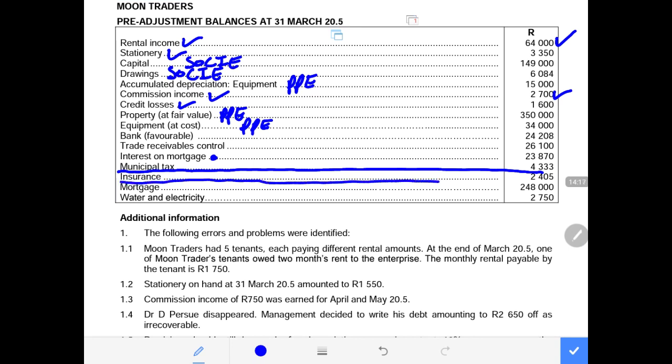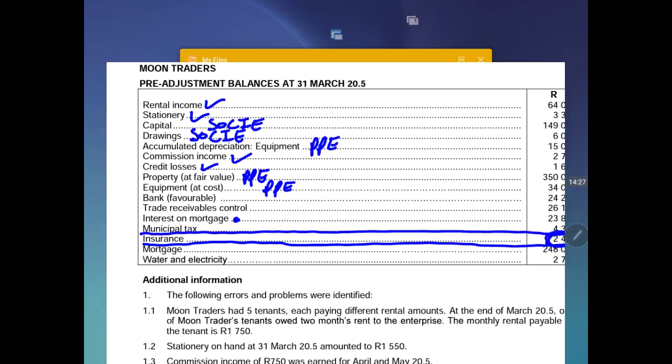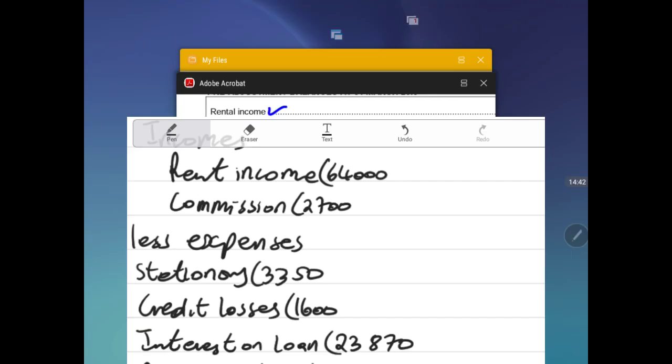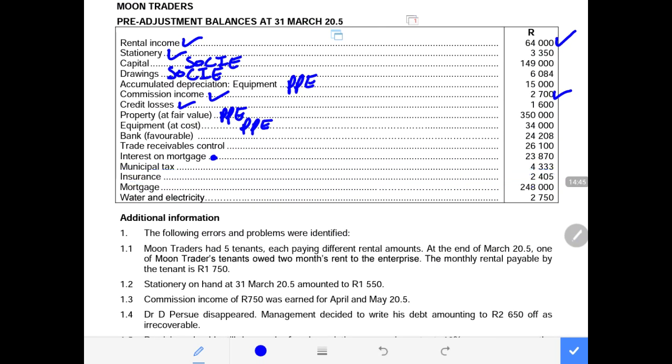Insurance, we have paid this amount already. This is what we have paid, but it does not mean this is what we're supposed to have paid, unless there is no adjustment concerning that. 2,405. That is the insurance we have paid already. Then we go to the next one, and it is mortgage. This is a liability. Go to the statement of financial position.